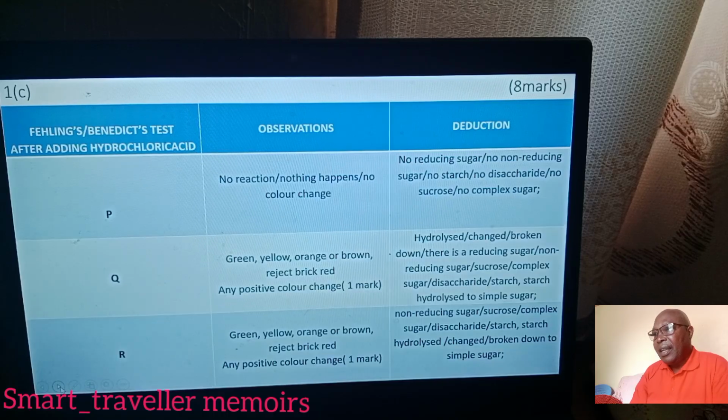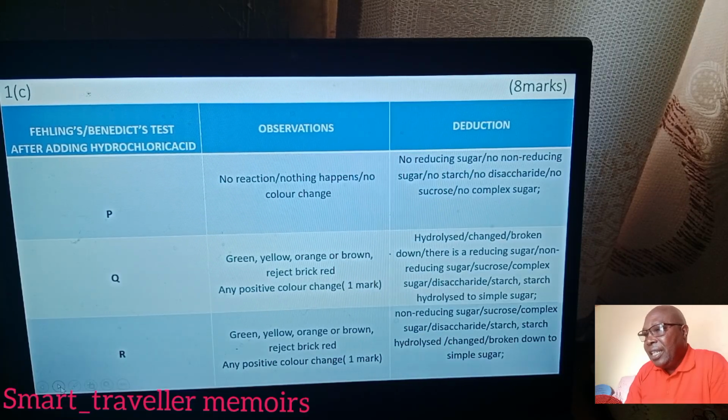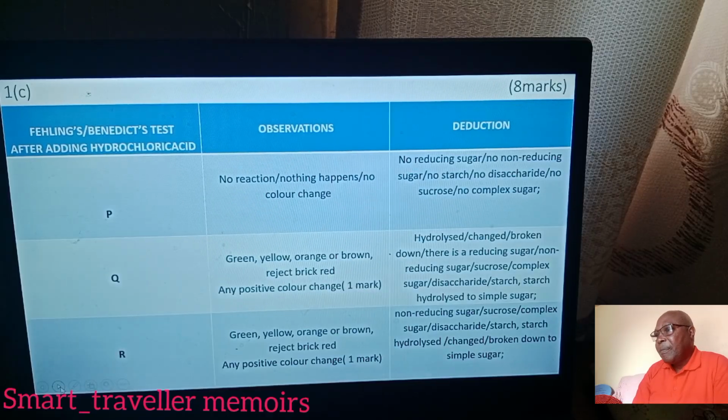R: green, yellow, orange, or brown color observed. Again, reject brick red due to the reasons I gave you. And you can mark any positive color change. Deduction: no reducing sugar, or sucrose or complex sugar or disaccharide or starch, and hydrolyzed or changed or was broken down to simple sugar.